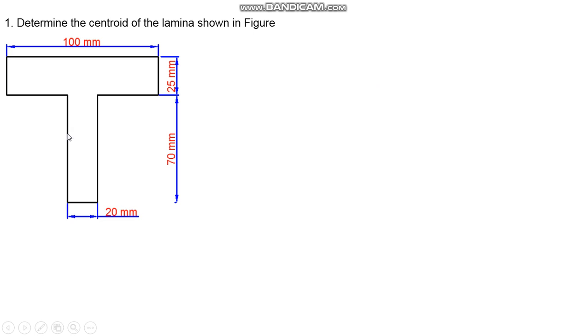In this figure, this is a T section. It is given that the topmost part is called the flange and this is called the web. The flange is given as 100 mm by 25 mm and the web is given as 70 mm by 20 mm. All the dimensions are in mm. Whenever you start with the first problem, draw the figure in your notebook carefully without missing any data.